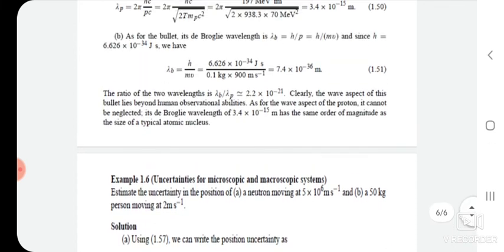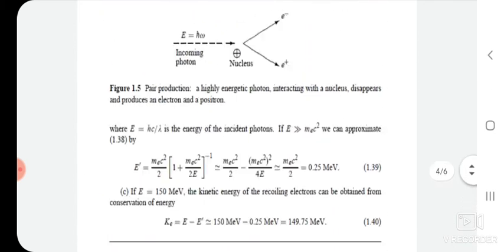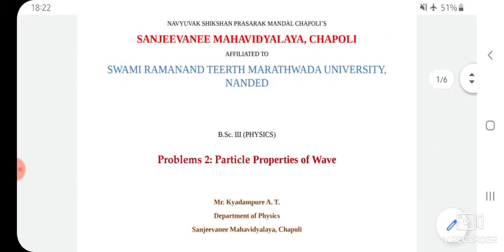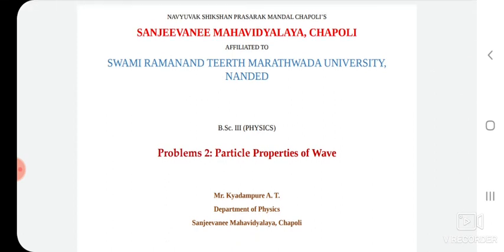Okay, these are the numerical problems related to the first chapter, that is particle properties of waves. Try to solve as many numerical problems as possible to clear your ideas about the photoelectric effect, Compton effect, and group velocity and phase velocity concepts.